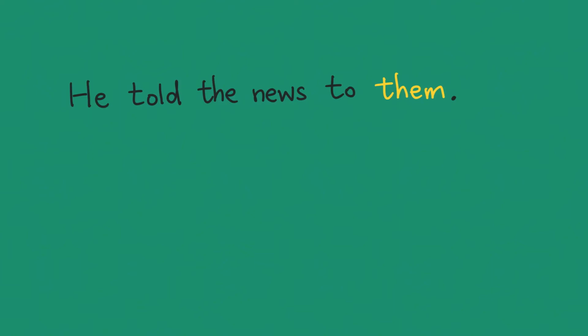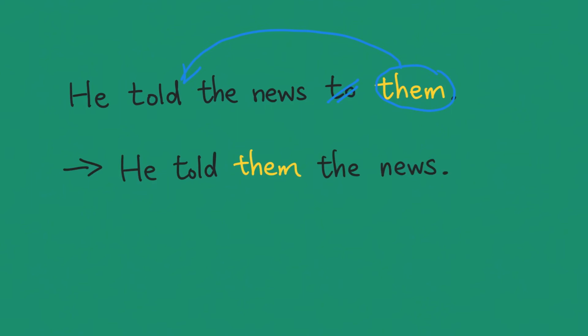Again, we can write this sentence with this structure. Subject, verb, direct object, preposition, indirect object. And we can change this to our structure by moving the indirect object between the verb and the direct object, and we cancel the preposition like this. He told them the news. Subject, verb, indirect object, direct object.